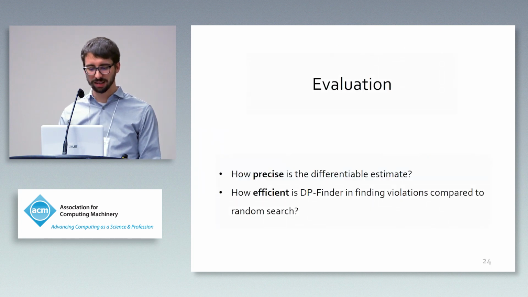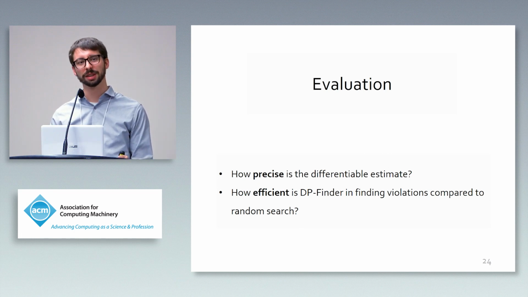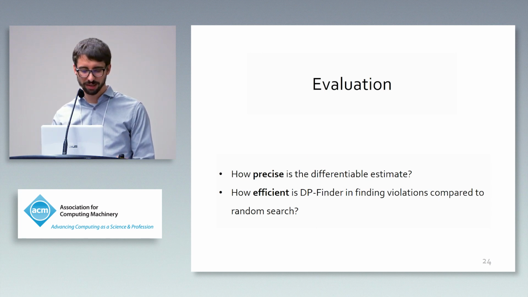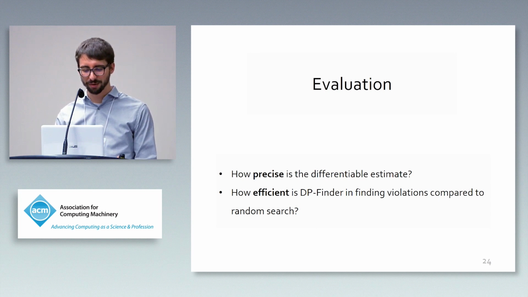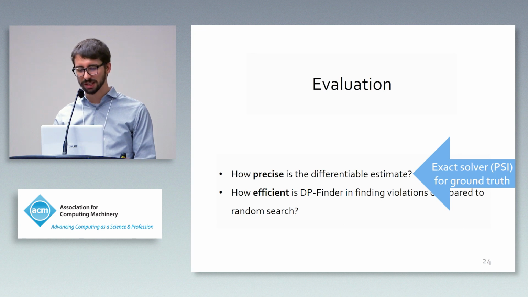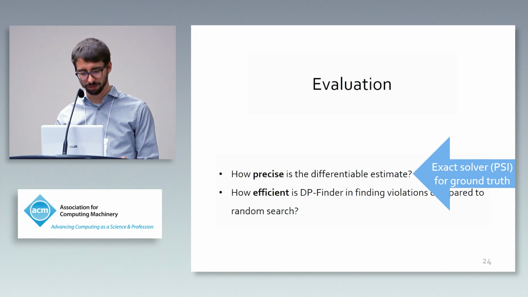Now, I have shortened the evaluation a bit, and I only answered 2 important questions. More questions are answered in the paper. The questions I answer here are: how precise is the differentiable estimate, and how efficient is dpFinder in finding violations compared to random search. For the first question, we use an exact solver, PSI, to determine the ground truth. Again, just like for Hoeffding's inequality, this is feasible for the counterexample that we are seeing in the very end, but it would be too expensive to do this during the search at every iteration.